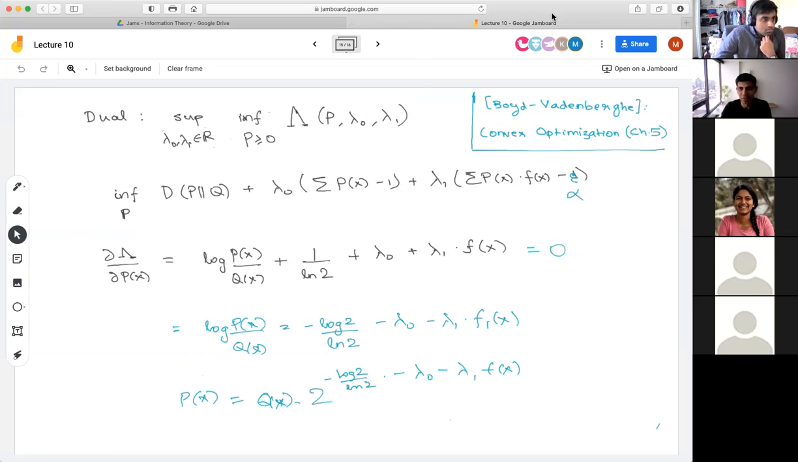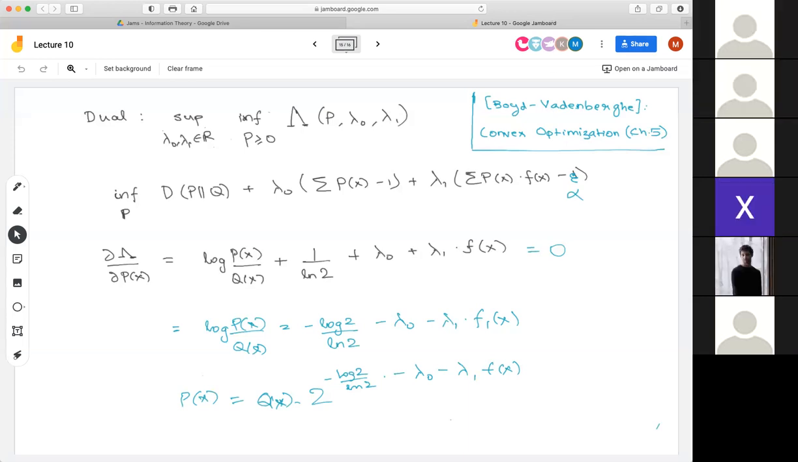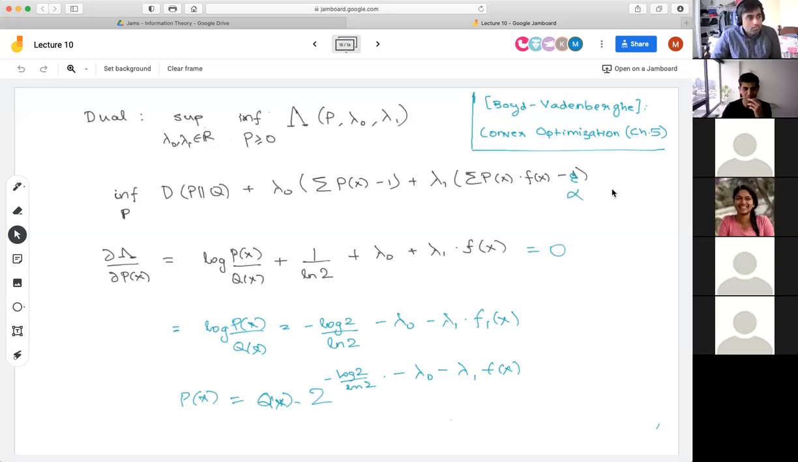Stop here. Any questions? Something that was unclear, too rushed?